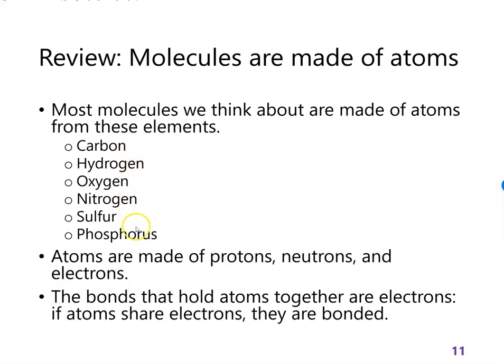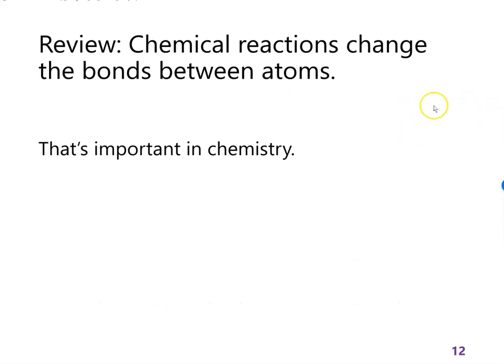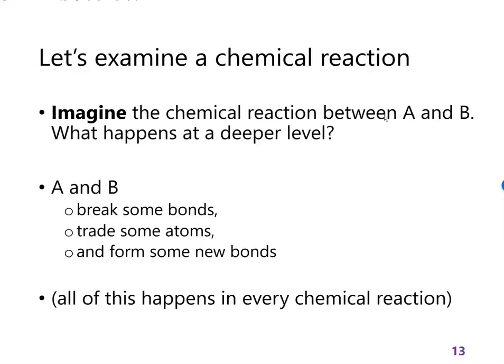So these are the atoms that make up most of the molecules in cells. And atoms are made of protons, neutrons, and electrons, and we are mostly going to be paying attention to electrons because that's what forms the bonds that hold atoms together. So chemistry often just examines what happens to electrons. This isn't a new thing I'm going to test you on. This is supposed to be review. So chemical reactions change the bonds between atoms. That's really all they do, and that's a good way to think about them.